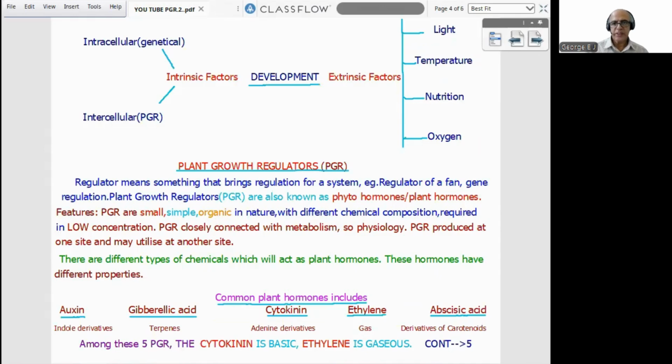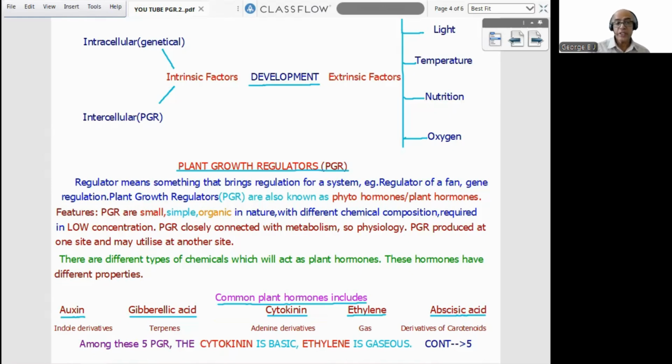So it is represented as a chart, so very easy to identify and understand. Now we have to proceed to plant growth regulators, the last part of this episode. First we should identify what a regulator is. A regulator is familiar to us. If we have a ceiling fan, there is a knob to regulate the speed. Secondly, we will be studying the operon concept, gene regulation. So this plant growth regulator, PGR, is also known as phytohormones, plant hormones, all are synonyms.